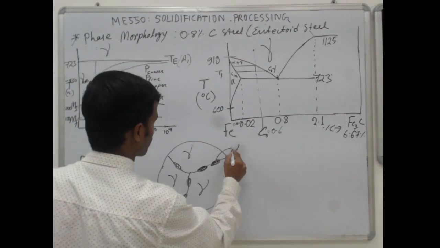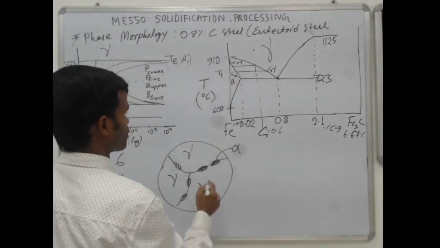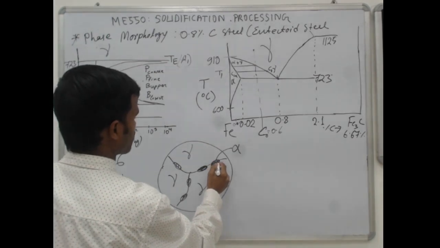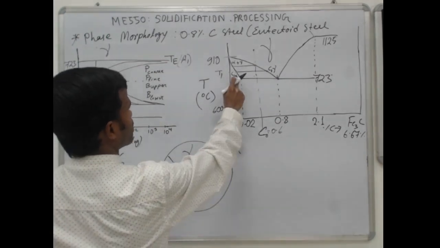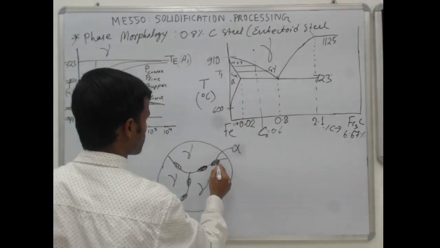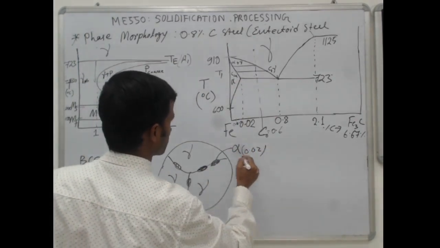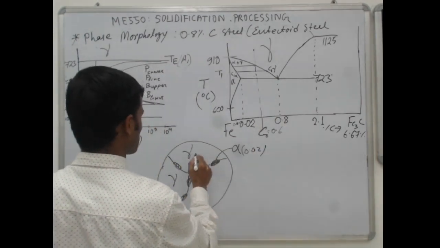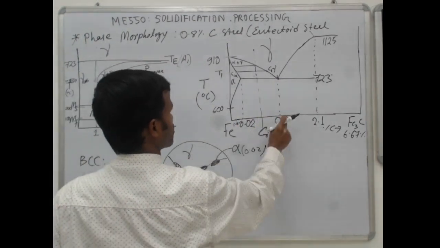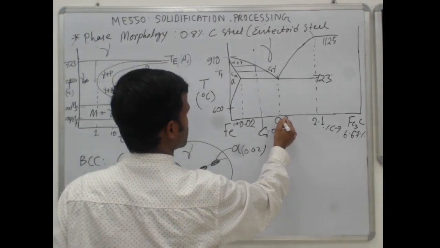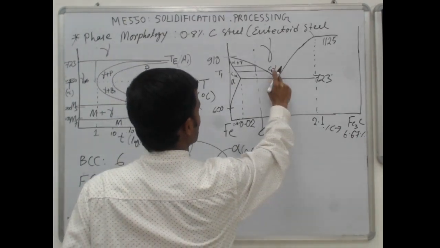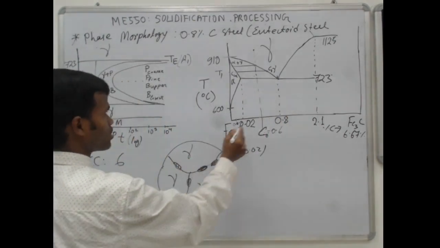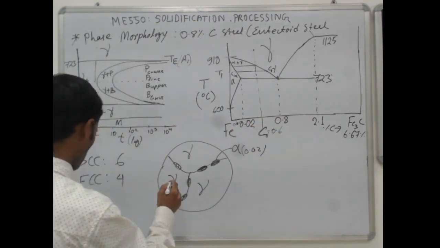So these are alpha phase, which is shown here. The composition may vary from inside to outside, but alpha's maximum composition will be say 0.02%. Now if you see, the rest of the austenite will become eutectoid, it will become rich in carbon and it will reach this point. Now once they reach this point, if it goes below, what will happen?